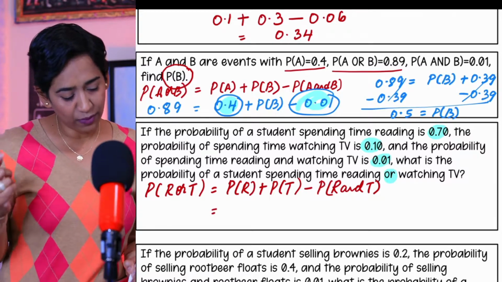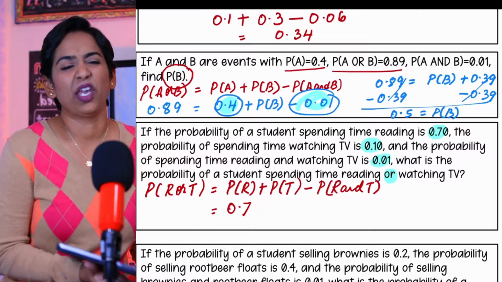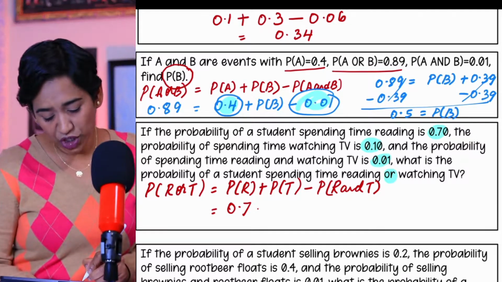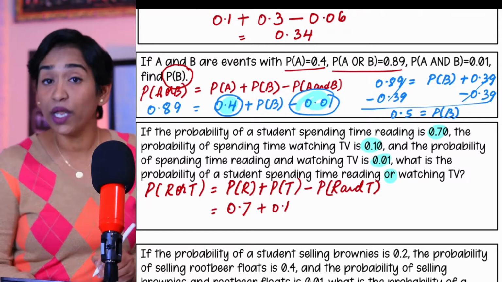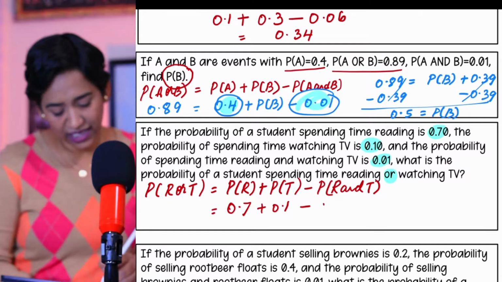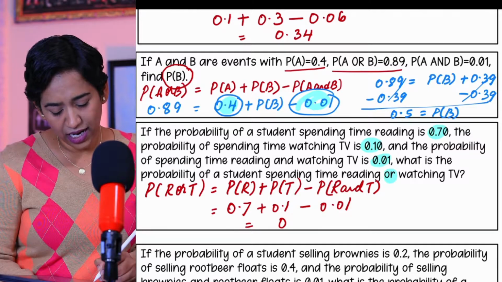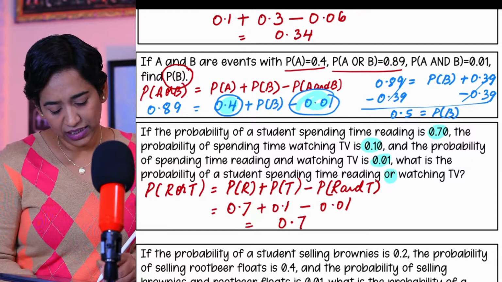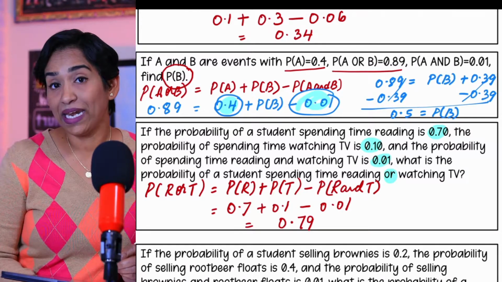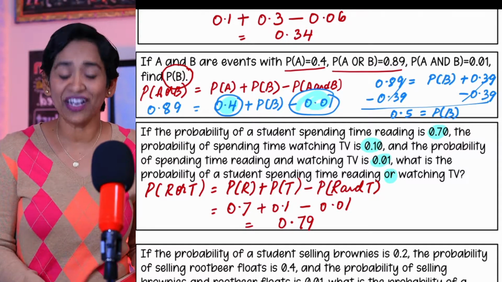What do I end up with? Probability of reading is 0.7. Probability of watching TV is 0.1, minus probability of reading and watching is 0.01. So if I add all of them, I end up with 0.79. Hopefully that's right. Yeah, 0.7 plus 0.1 is 0.8 minus 0.01 is 0.79. There you go. That's your final answer.